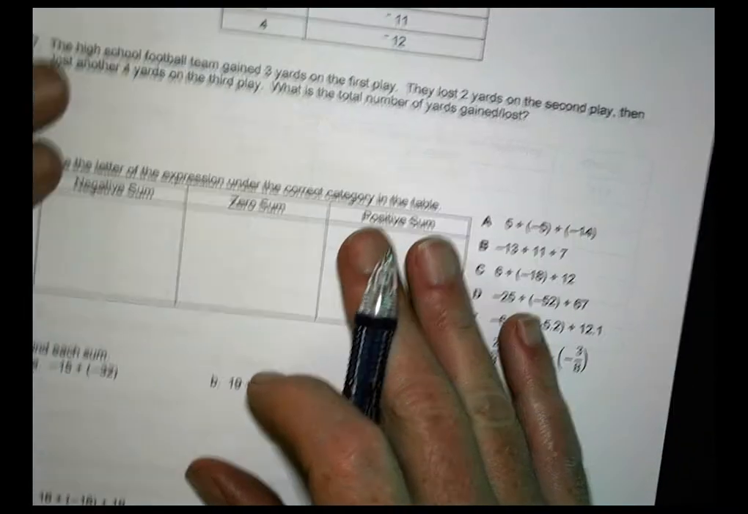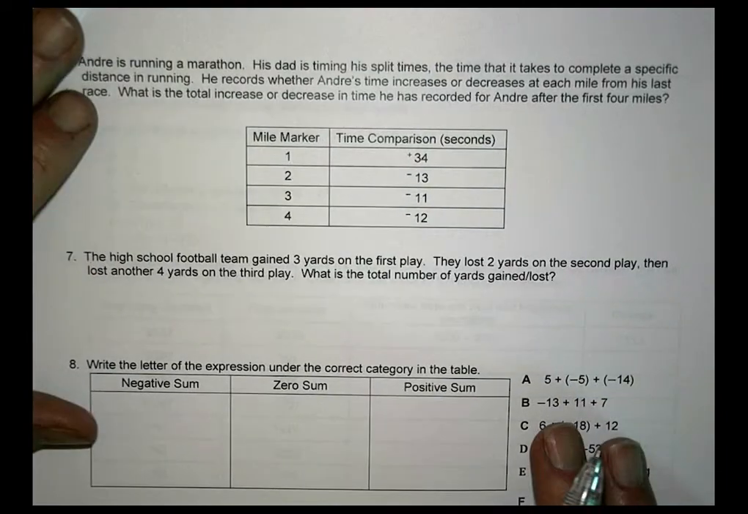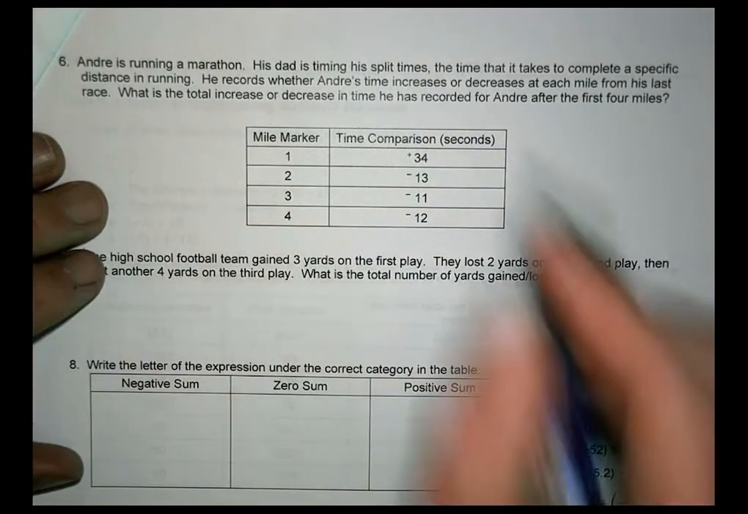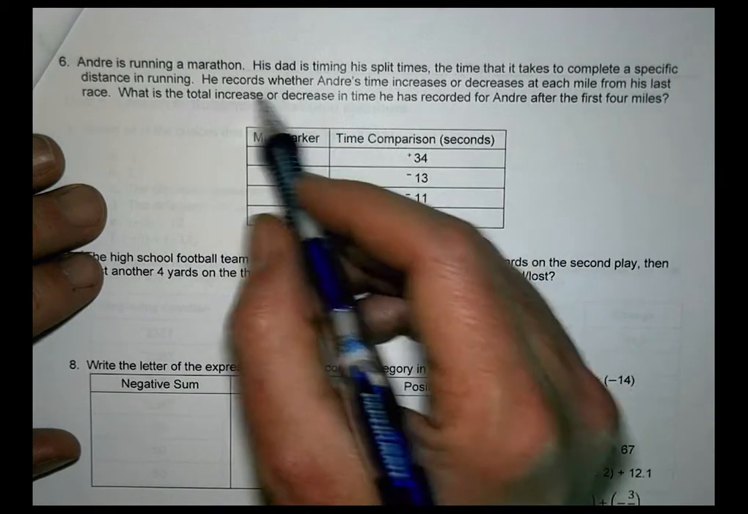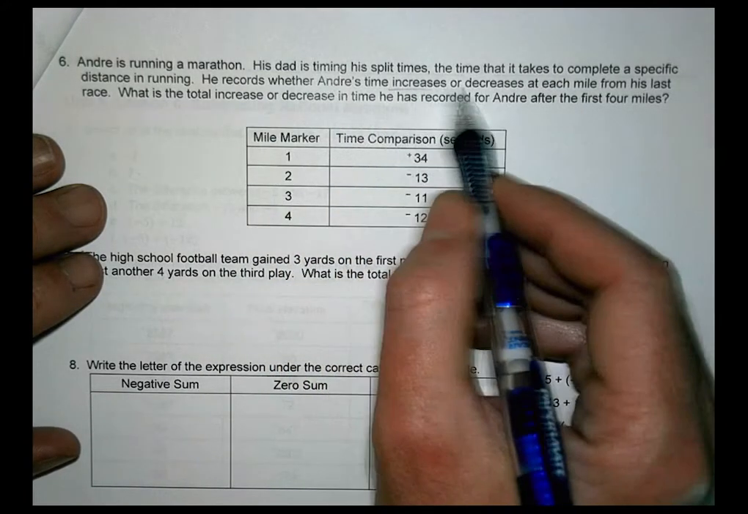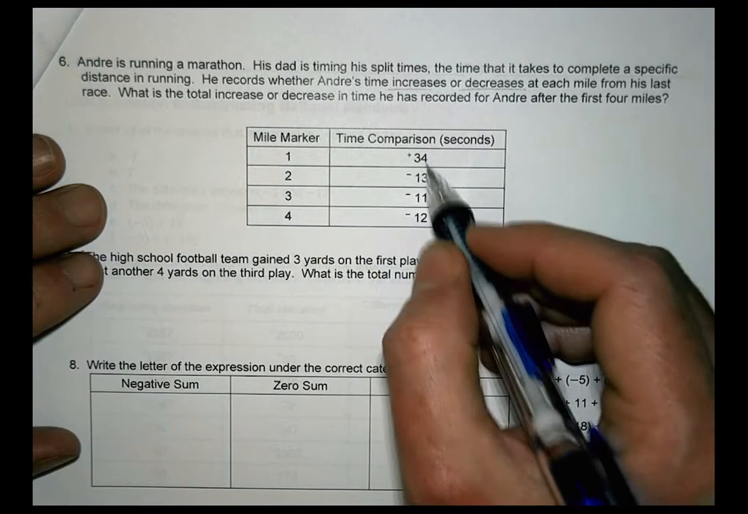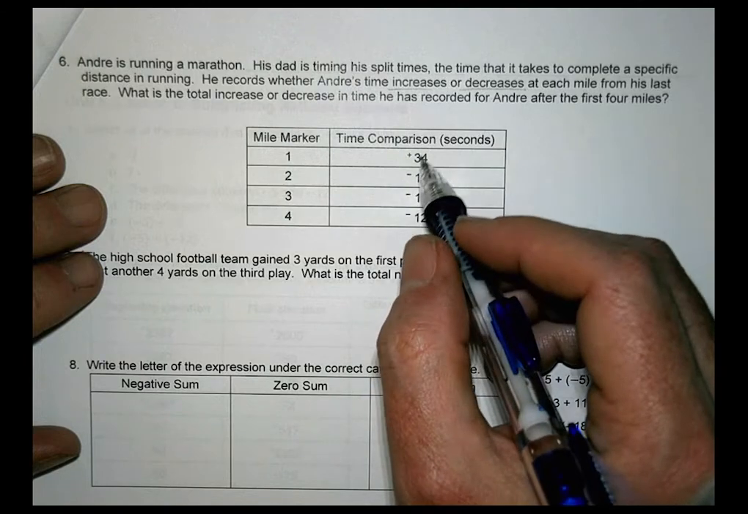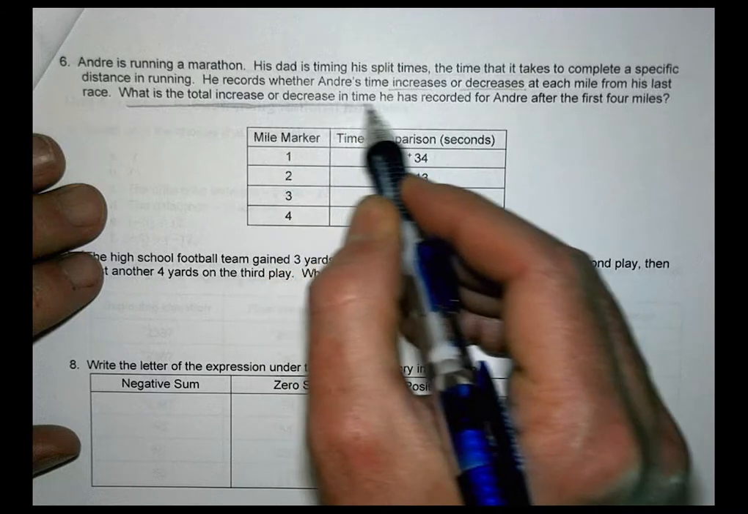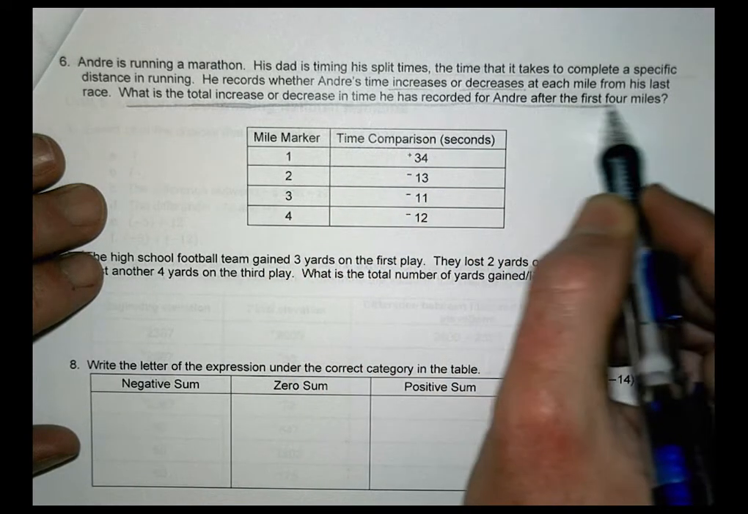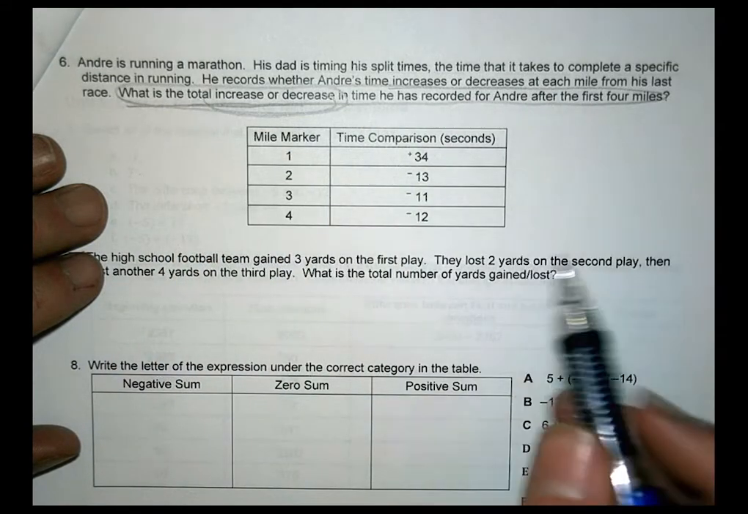So still going. It says Andre is running a marathon. His data is timing, split times, the time that it takes him to complete a specific distance in running. He records whether Andre's time increases or decreases each mile from his last race. So this is his increase or decrease. What is the total increase or decrease in the time recorded after the first 4 miles?